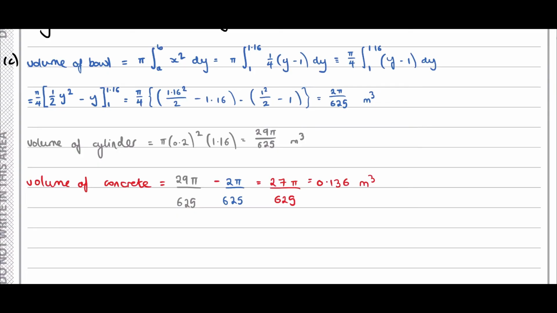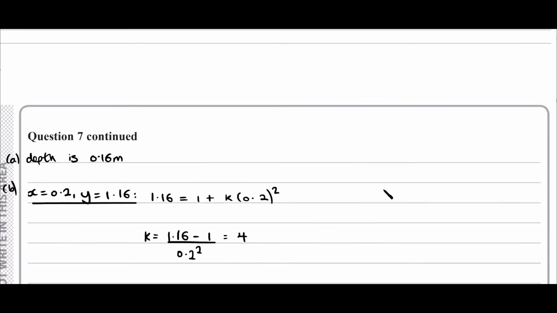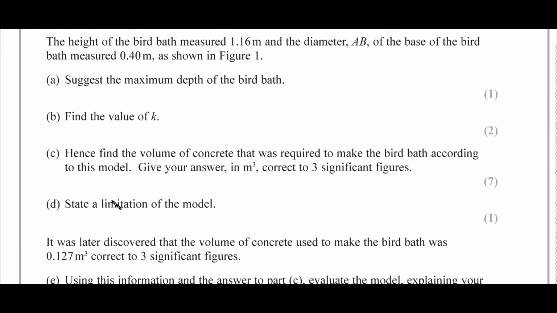For part D, we have to state a limitation of the model. We have the following reason. The measurements obviously may not be accurate.